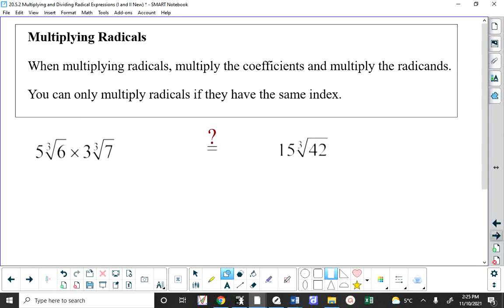Okay? So according to this, 5 cube root 6 times 3 cube root 7 should give us 15 cube root 42, because 5 times 3, the coefficient times the coefficient is 15, and when I multiply the radicands, I get 42. So these two things should be equal.